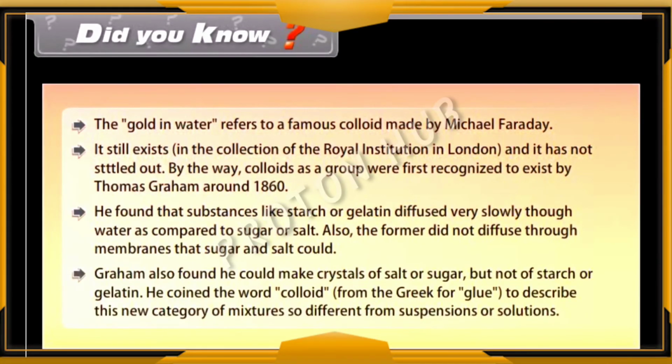Graham also found he could make crystals of salt or sugar, but not of starch or gelatin. He coined the word colloid from the Greek for glue to describe this new category of mixtures so different from suspensions or solutions.